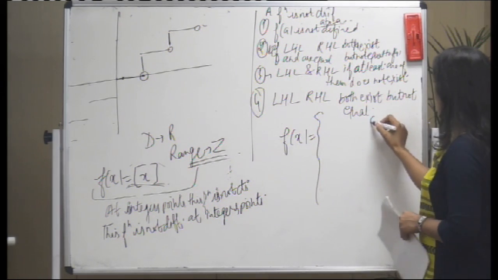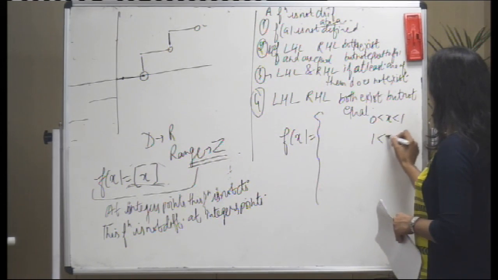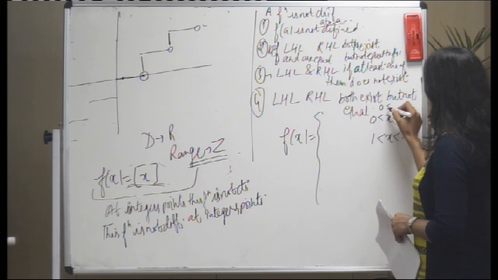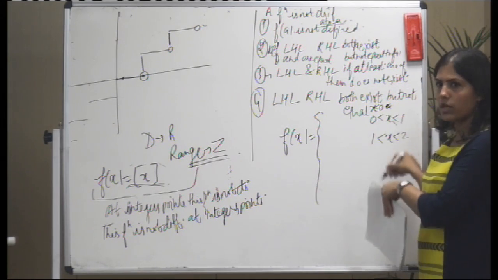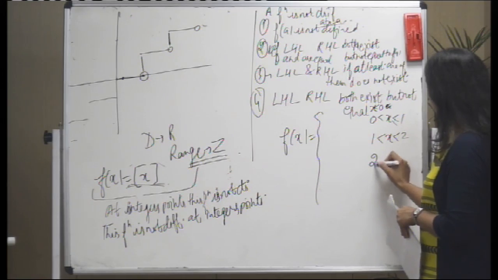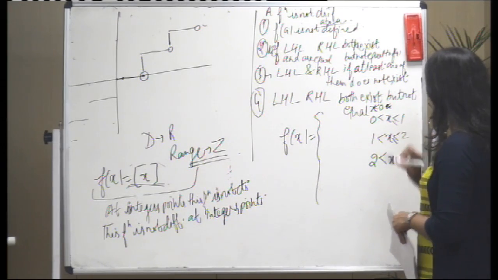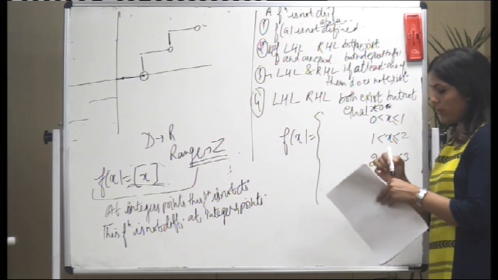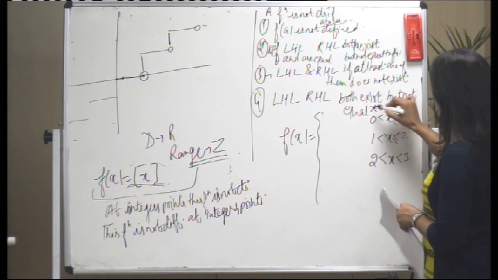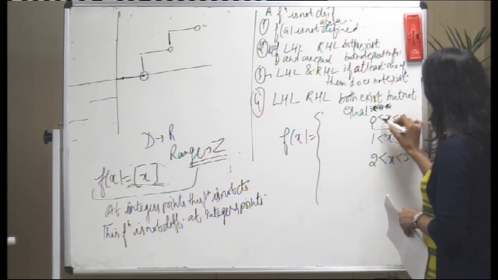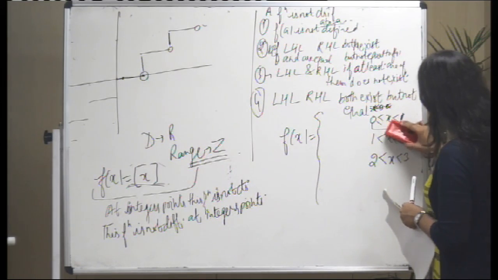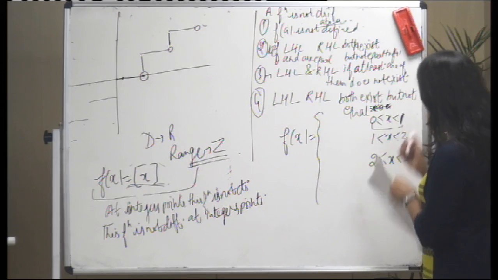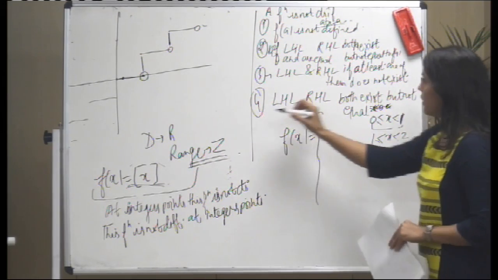Suppose 0 to 1 I am taking, then 1 to 2 I am taking. This is how I am breaking, just to tell you how we check differentiability. I am making the intervals in a wrong way actually. Wait. Now tell me, 0 to 3 interval I am taking.